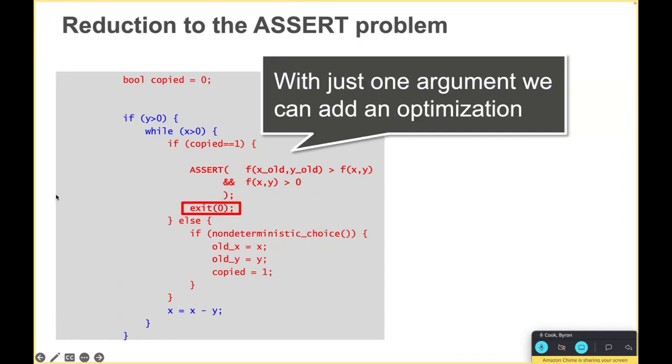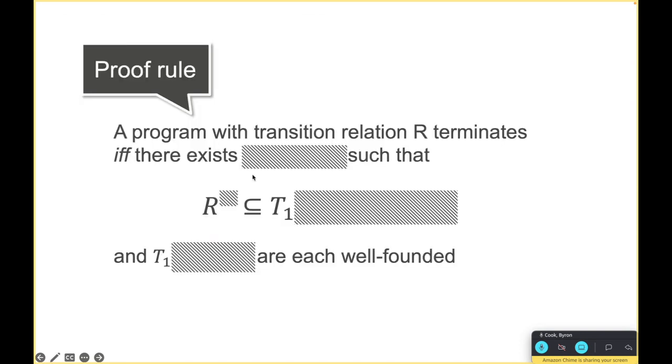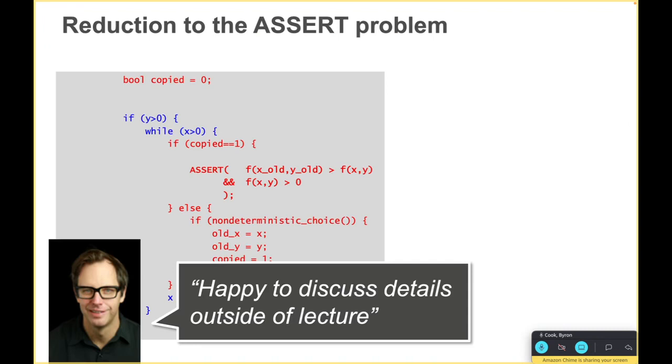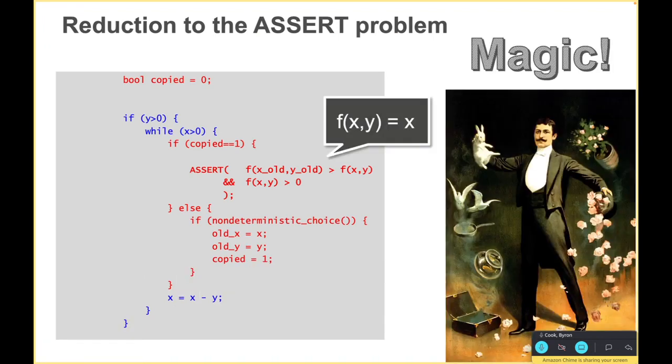Okay. With just one argument, we could do a little bit of an optimization. So with one termination argument, I can simplify this rule quite a bit and just say R is less than, if the transition relation of the program is a subrelation of a single termination argument, and that single termination argument is itself well founded, then we've now proved the program terminating. Okay, and I'm happy to discuss that with you further.